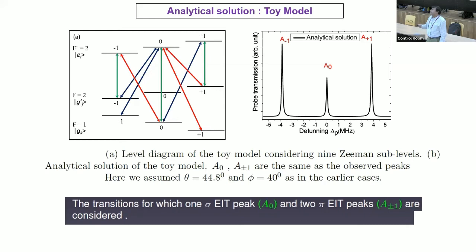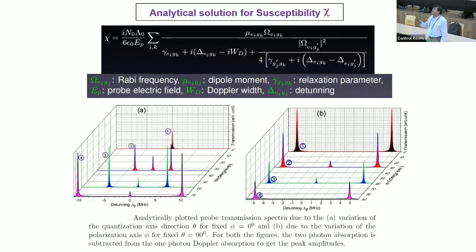Using that, from the solution, we found the susceptibility, and it took quite a complicated form. Here these are the Rabi frequency of the ground state and excited states, the dipole moment, the relaxation parameter, the probe electric field, and the Doppler width. During this analytical solution, we also took care of the Doppler width because the atoms are at room temperature. The Maxwell-Boltzmann velocity distribution has to be taken care of, and this is the detuning.